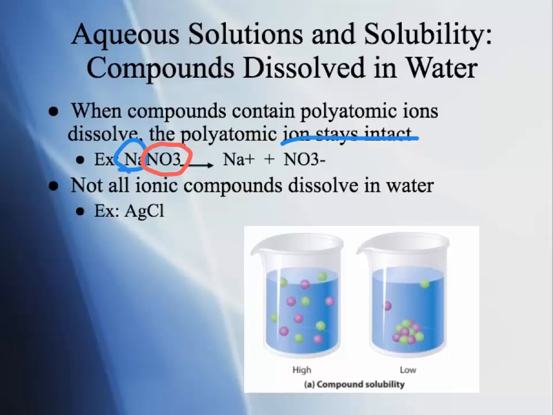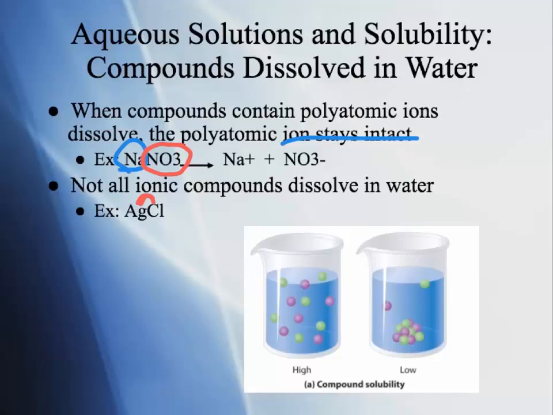All right, there are some ionic compounds, though, that do not dissolve in water. One way we can think about it is that the electrostatic force between these ions is so strong that it doesn't let water break it apart. And so silver chloride is an example of a substance that does not dissolve in water. So this would obviously be one that does not light up a light bulb.